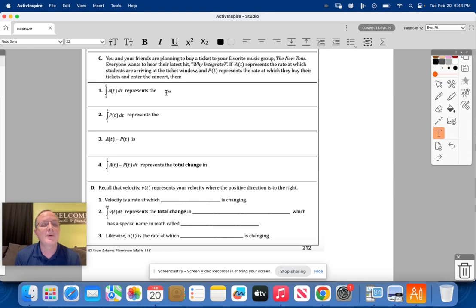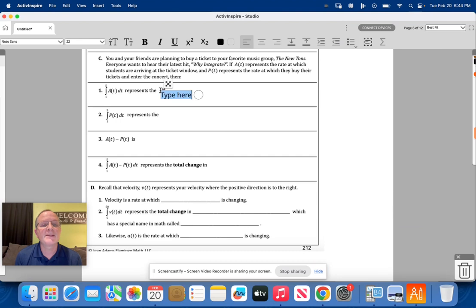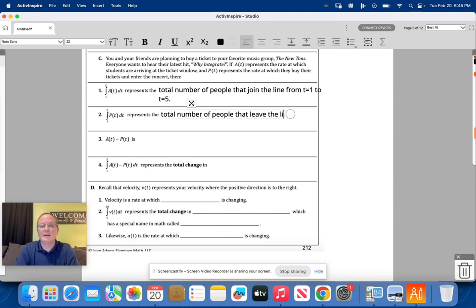From 1 to 5, the integral of A of t dt represents the total number of people that join the line from t equals 1 to t equals 5. Then the integral of P of t is the total number of people that leave the line from t equals 1 to t equals 5.